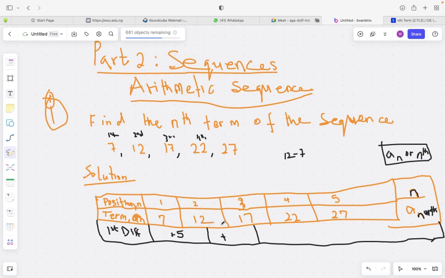The difference between the third and second is 17 minus 12, you get positive 5. The difference between the fourth and third is 22 minus 17, which also gives positive 5. Then 27 minus 22 also gives positive 5. So what you see is that the common difference, the first difference between one term and the next term, is all the same. Since they are all the same, this is a linear sequence.